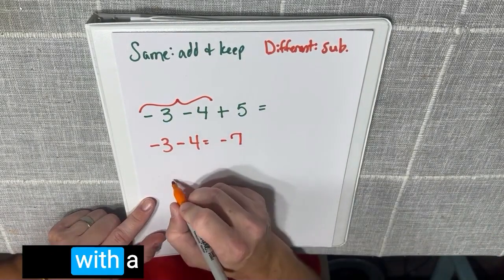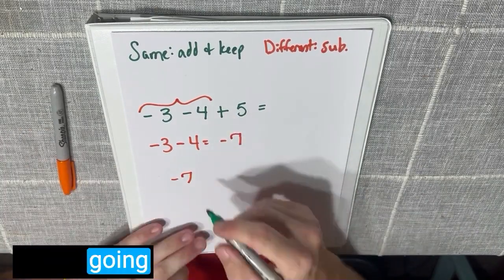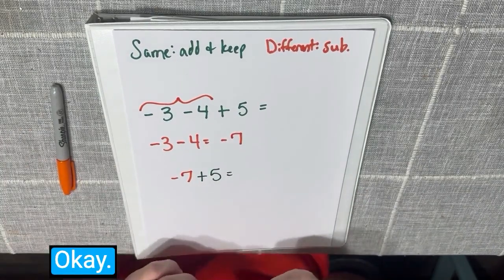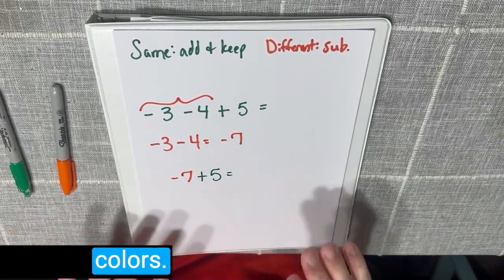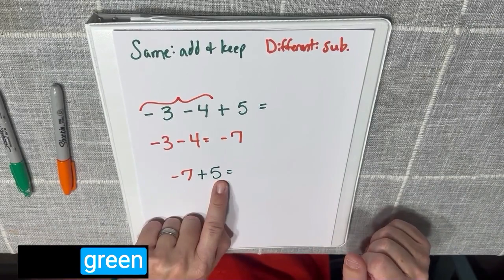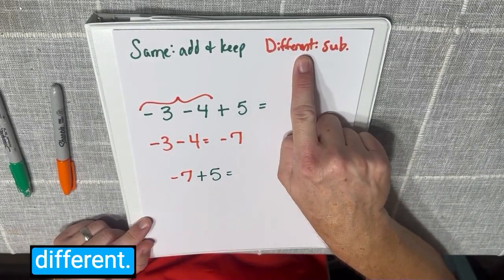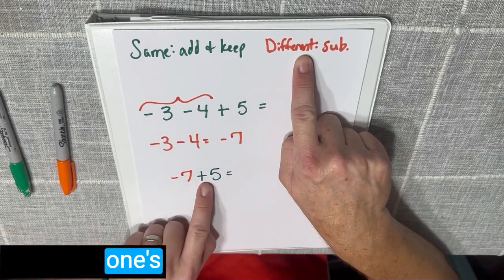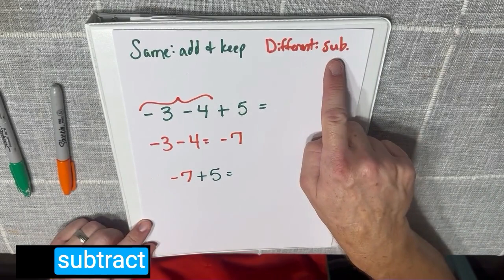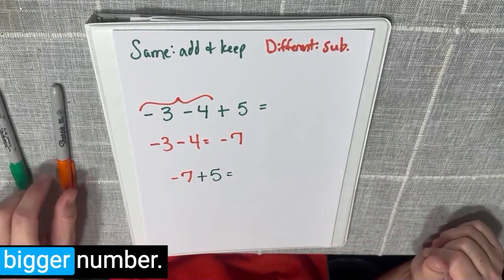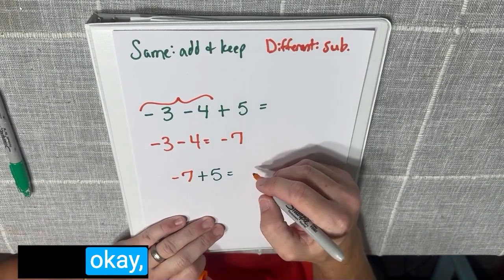So I'm going to substitute that with a -7. But then in the back end, remember, we still got that +5. So I'm going to bring that in the mix now. So now I have a -7 and a +5. Now notice they're written in different colors. One's orange and one's green. That means they have different signs. One's a negative, one's a positive. And anytime you have two numbers that have different signs, we subtract and keep the sign of the bigger number. So here, 7 minus 5 would be 2.